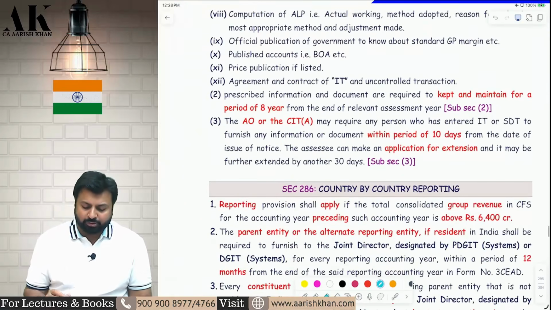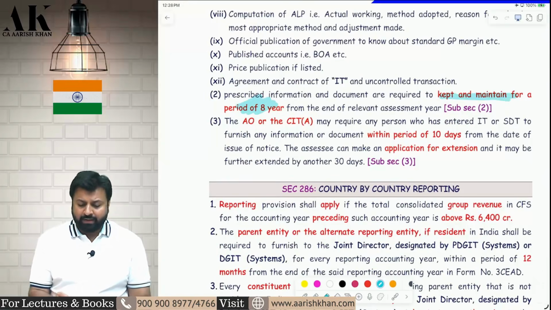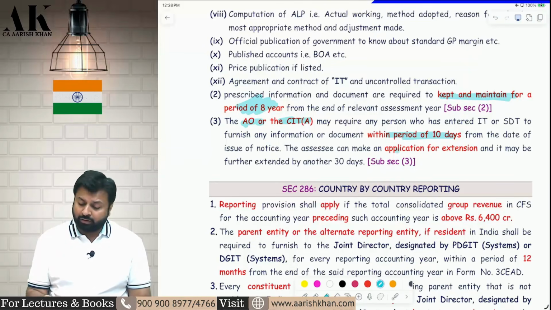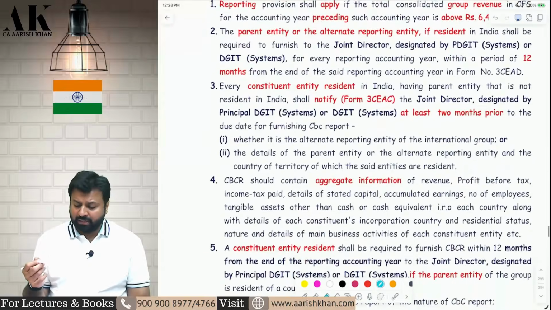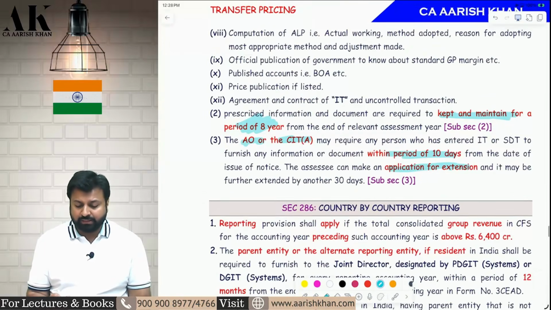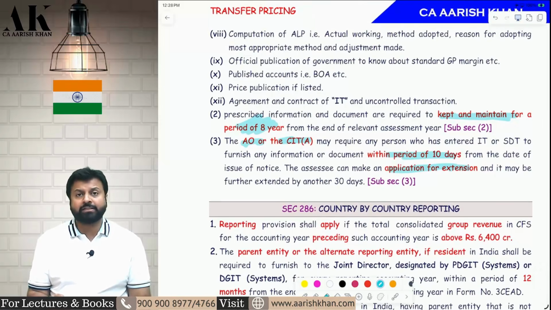For how many years you are supposed to maintain? You are supposed to maintain the documents for a period of 8 years from the end of the relevant EY. The AO or the CIT appeal may ask for the documents and information, then you have to furnish them within 10 days. You can also ask for an extension by making an application. If they extend, then it is great. They can extend by another 30 days.